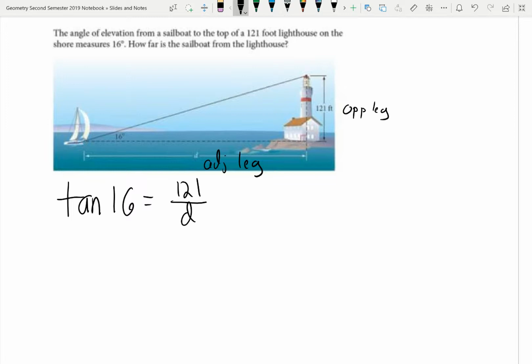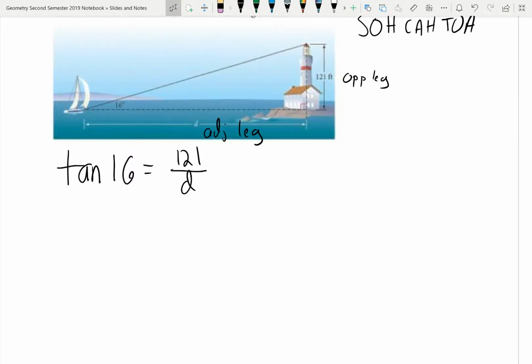Now why tangent? Because of SOHCAHTOA, where tangent is TOA: opposite leg over adjacent leg. That's why I'm going to choose tangent. We're not using the hypotenuse here. It's not in our ratio. So tangent is the ratio of those two sides of the triangle.